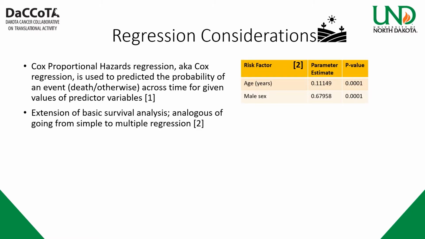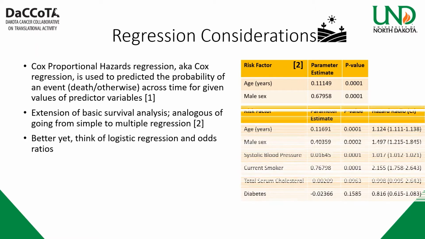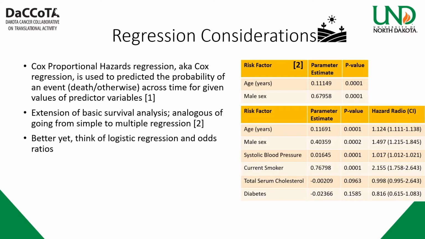So here is a very typical sort of output. You would have your risk factor, maybe age and male sex. You have parameter estimates and a p-value. But actually, better yet than multiple regression, think of logistic regression and odds ratios. In logistic regression, you have a binary variable, and so you don't look so much at a parameter estimate, but as an odds ratio between them. You can kind of think of it the same way with Cox regression, because you can get this thing called a hazard ratio.